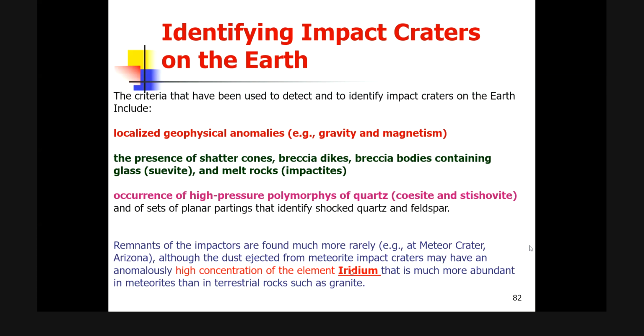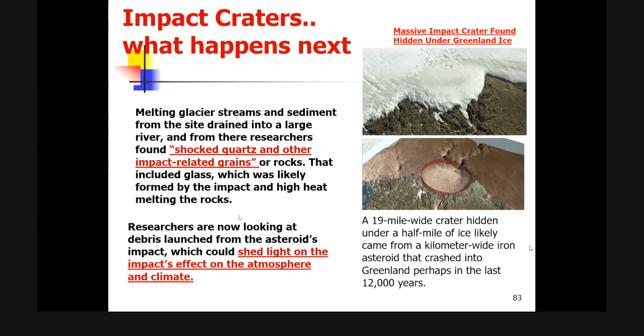And then we had spoken about iridium anomaly, how most of the Earth's iridium resides in the Earth's core, but different planetary bodies, meteors, meteorites, they are still enriched in iridium. So if we find high concentration of the element iridium, that is also indicative of an impact event or basically mixture of extraterrestrial material. Right.